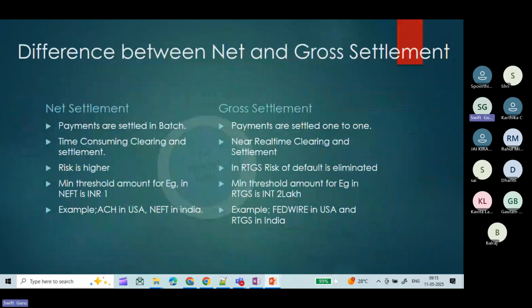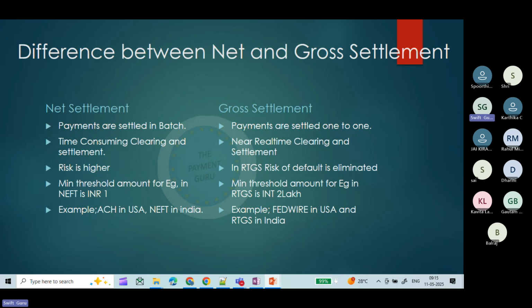Okay. So let's quickly summarize the differences between net settlement and gross settlement as well. At times, the interviewer might ask you the differences between these two settlement methods. In the net settlement method, as we discussed, the payments are settled in batches, whereas in gross settlement, payments are settled on a one-to-one basis. Net settlement is a time-consuming clearing and settlement, whereas gross settlement is near real-time clearing and settlement.